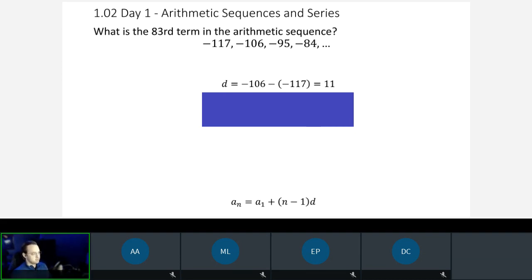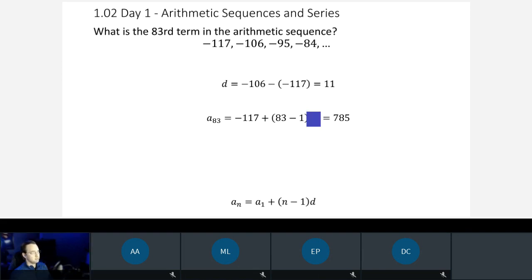And then we just plug it into the formula, which I provided on this page. And hopefully I type it in right. Oh, 785. All right, we good? Reluctant, yes.